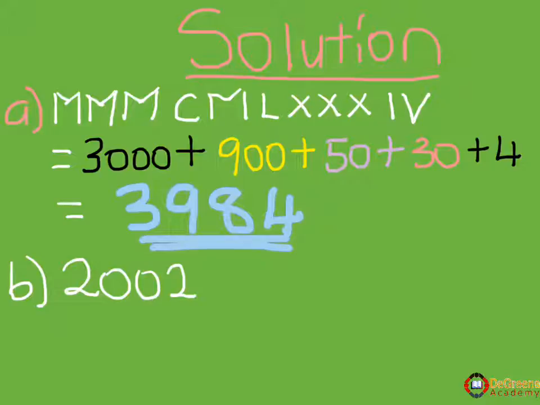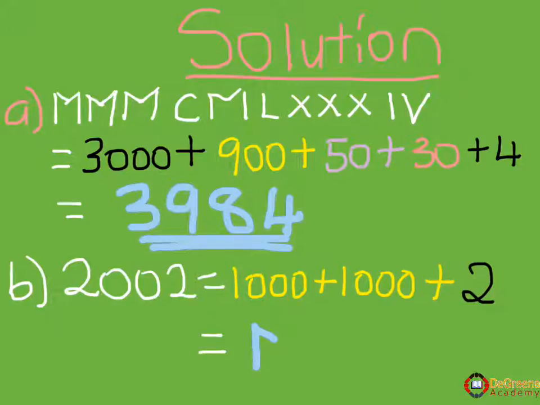The Roman representation of 2002. 1000 in the Roman numeral is represented by M, and 2002 can be written as 1000 plus 1000 plus 2, and that is going to give us MM plus 2 strokes, because a stroke represents 1.